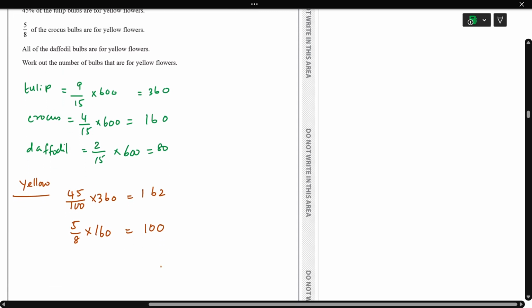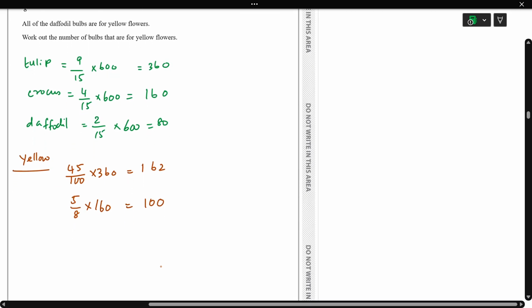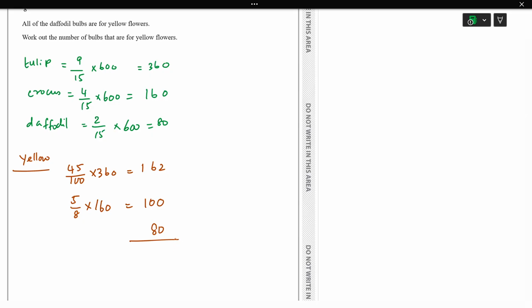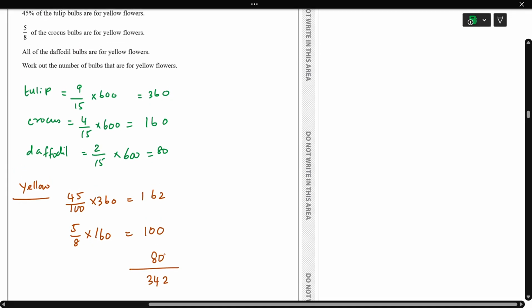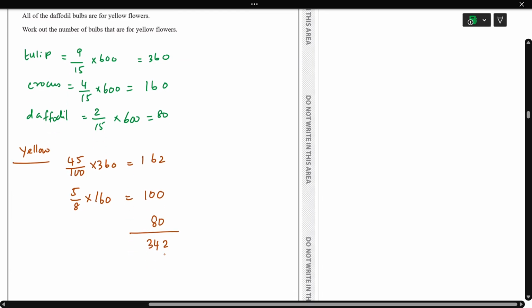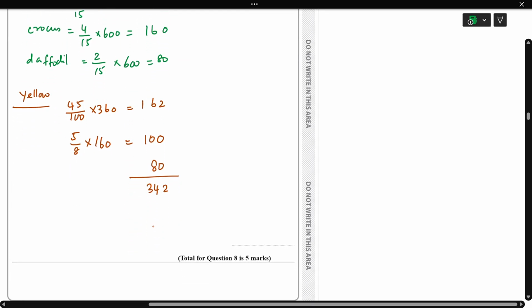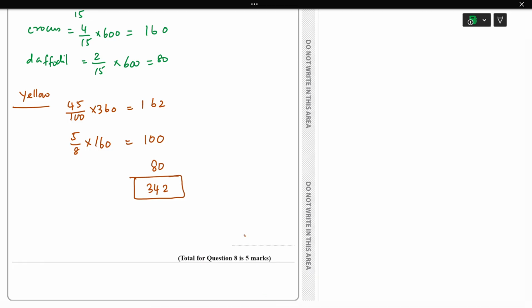Next, all the daffodils are yellow, so all 80 are yellow. When we add them up, we get 342 total yellow flowers. Our question is to work out the number of yellow flowers, so this is the answer for us: 342 yellow flowers.